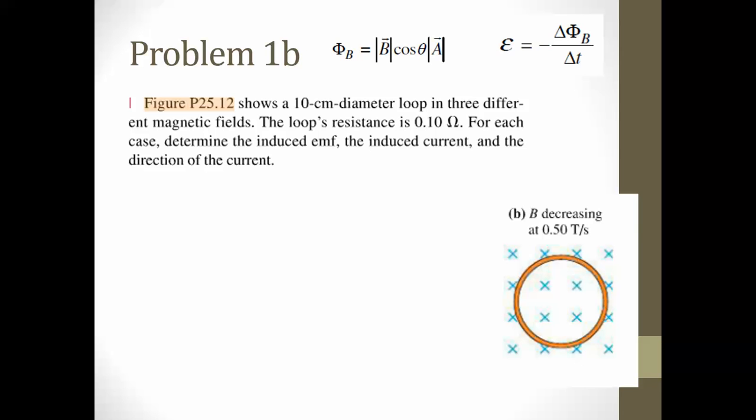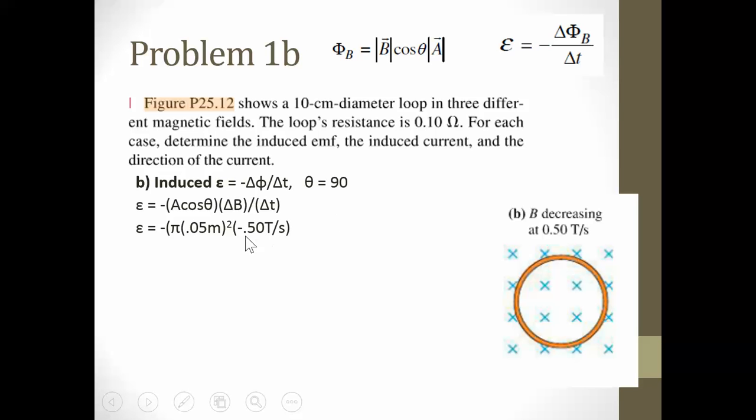For the second part, now we have a decreasing current of 0.5 Tesla per second. This is pretty similar to the first problem. Our setup is going to be the same. We're still going to be at a 90-degree angle. And our equation is the same. The difference is that our delta B over delta T is a negative instead of a positive. So now we have a negative 0.5 Tesla per second.